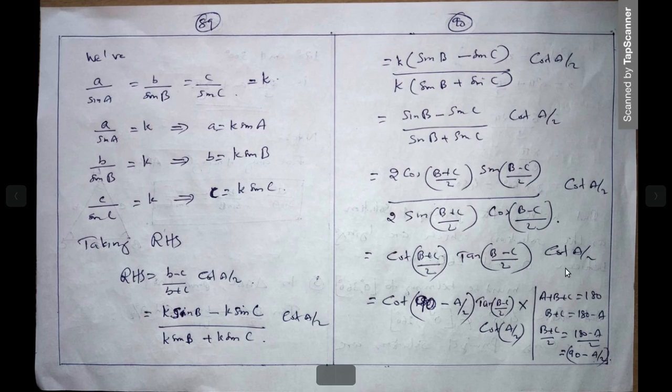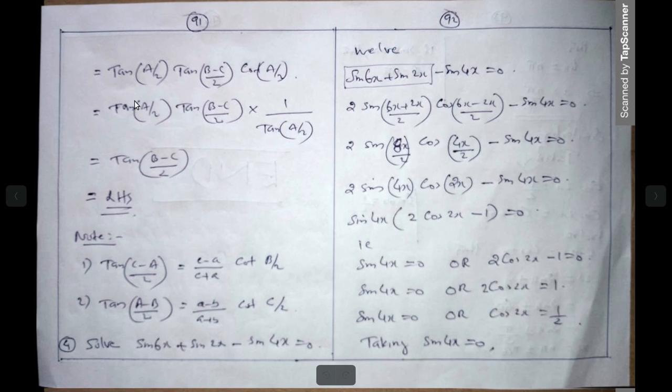Then for triangle ABC, the sum of these three angles is 180 degrees, right? So B plus C equals 180 minus A. Then what is (B plus C) by 2? It is (180 minus A) by 2, which is 180 by 2 minus A by 2. 180 by 2 means 90 degrees minus A by 2. So (B plus C) by 2 can be replaced by the term 90 minus A by 2. That has happened here: (B plus C) by 2 is replaced by 90 minus A by 2, and all other terms are fixed here.